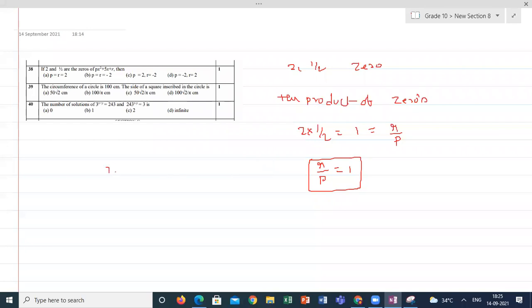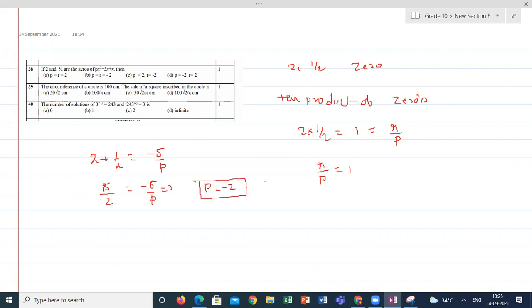And sum of the zeros are, 2 plus 1 by 2 is equal to sum of the zeros, which is equal to minus 5 by p. Here, 5 by 2 is equal to minus 5 by p. 5 cancel. My p is coming as minus 2 here. If p is equal to minus 2 and substituting here, r is coming as minus 2.